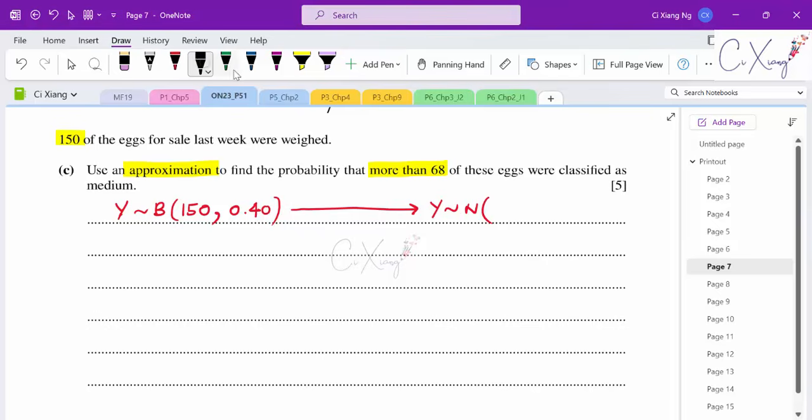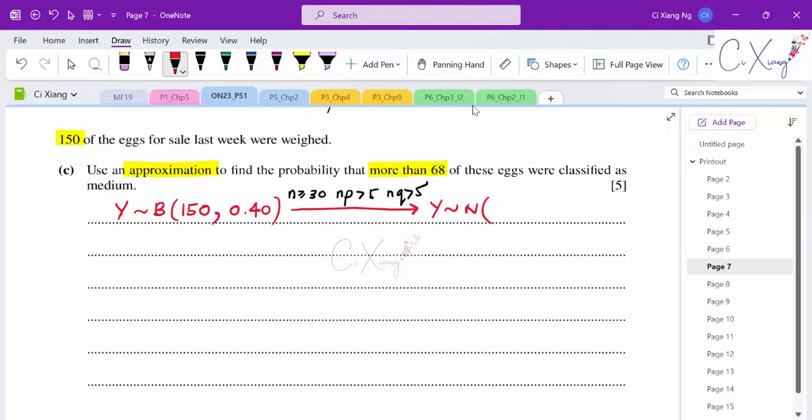But of course, you need to fulfill three conditions, right? Where n is greater than or equal to 30, np greater than 5, and nq also greater than 5. So when they ask you to use approximation, basically it means that all three conditions are fulfilled. Then only they will ask you to change binomial to normal.